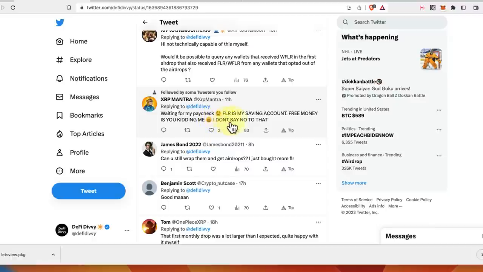I don't say no to that. FLR is my savings account. So Flare is not my savings account. I like to diversify, but Flare is a great speculative asset for me. And it's a network that I would like to build on.